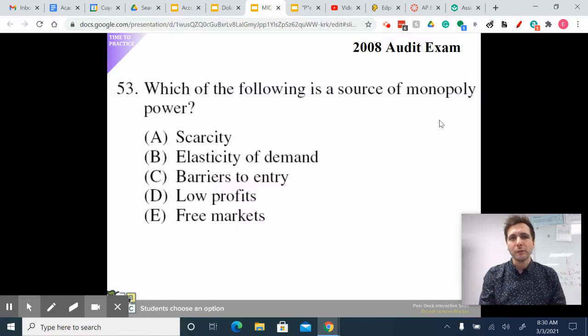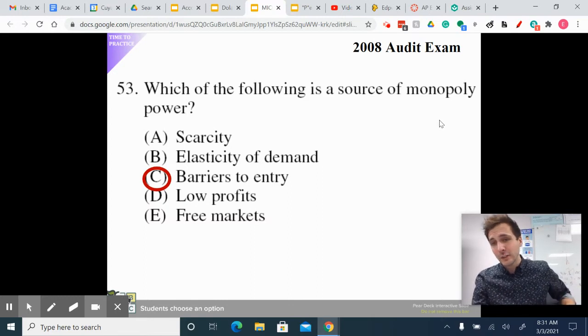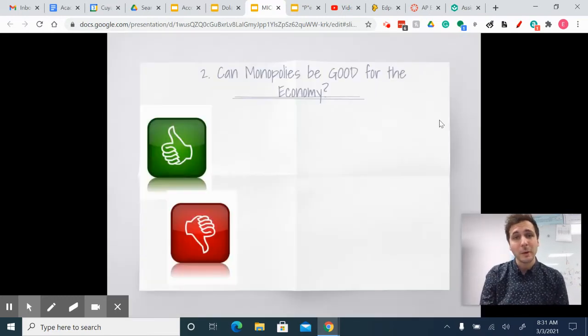Okay, so which of the following is a source of monopoly power, my friends? Is it scarcity, elasticity of demand, barriers to entry, low profits, or free markets? What do you think? Of course, it's barriers to entry. If these large barriers to entry exist, a monopoly can continue to operate with impunity, charge high prices for their goods, and make ridiculous amounts of profit. It is the lack of competition that gives monopolies their power.